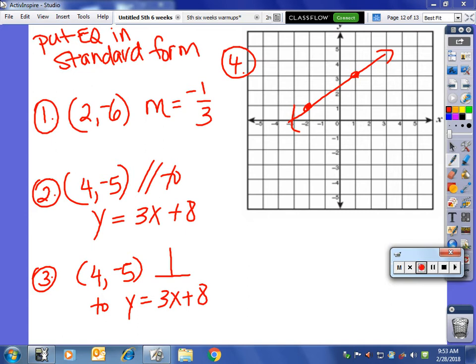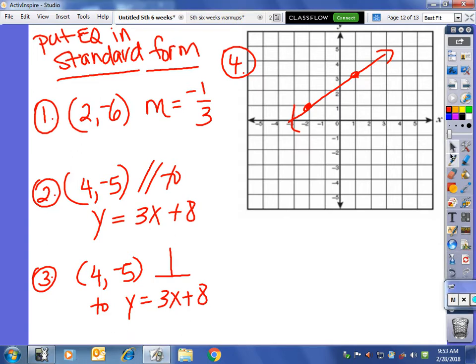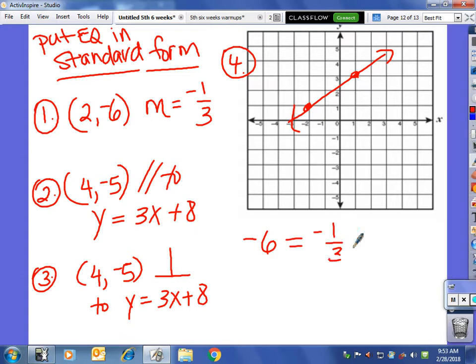If I give you a point and a slope or 2 points, no matter how I give it to you, you should be able to give me the equation of the line in a variety of different ways. Right now, I'm checking for standard form. On number 1, I'm giving you a point and a slope. What am I missing then? The b value. So you've got to plug in everything you know into y equals m times x plus b.